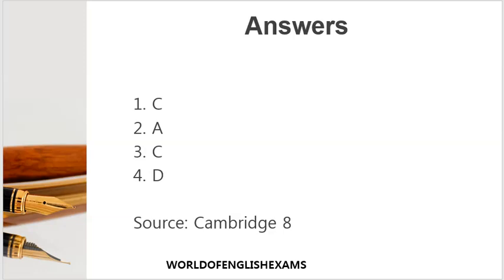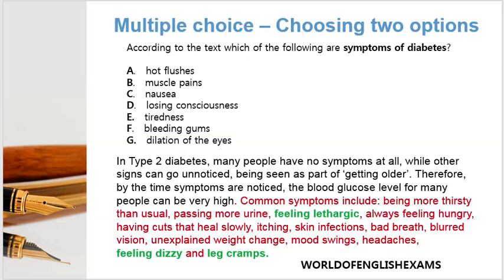Now, having understood the first pattern of multiple choice questions, why don't we also make an effort to understand how to identify multiple choice questions which require us to select more than one correct answer? Yes, so let's also go ahead and learn how to identify and choose from multiple options. Okay, so this is how multiple choice with choosing two options or three options looks like. And here, what is the question? According to the text, which of the following are the symptoms of diabetes?